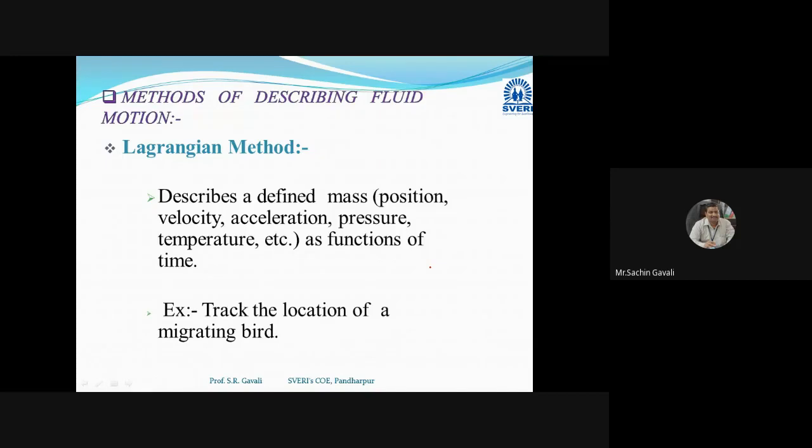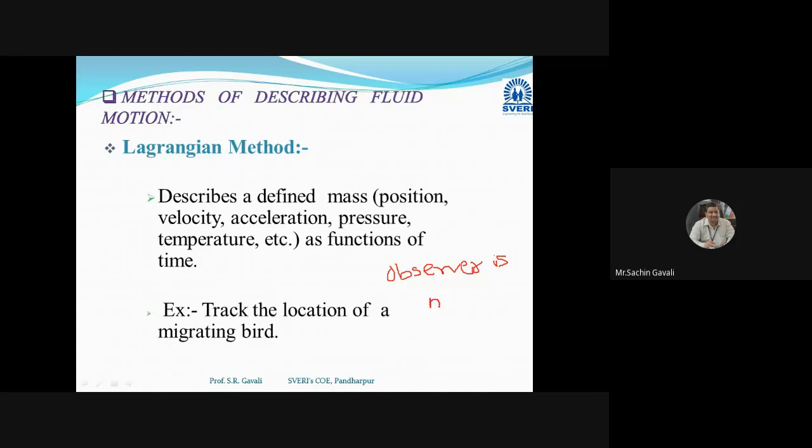So here, the observer also moves. When we have to observe the motion of that particular bird, the observer also has to move with that particular fluid flow. We have to trace the motion of each and every one. It is one example. If a group of birds is there, every bird's motion we have to track, and in that case, the observer is moving.